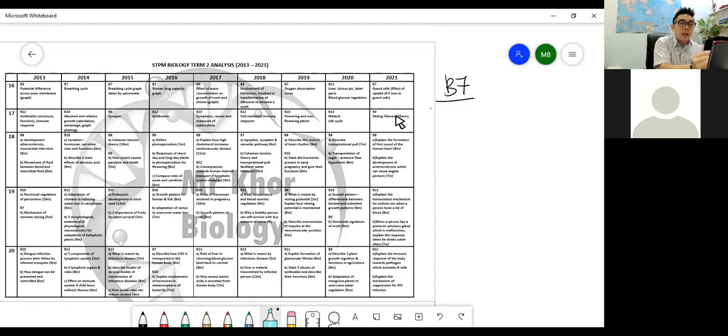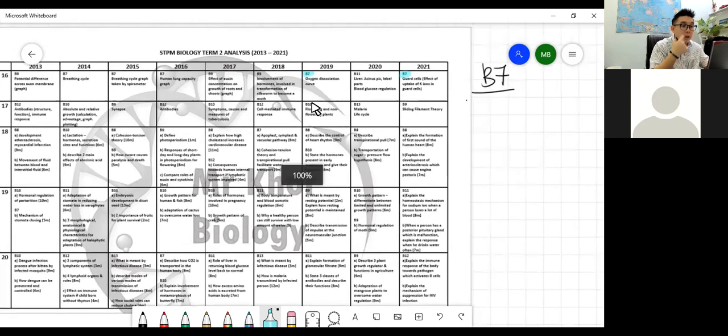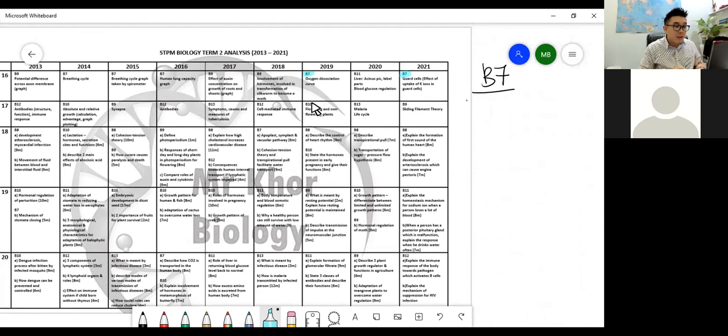Last year in chapter 7 came out guard cells. Actual, came out guard cells, effects of potassium ion uptake. The previous year doesn't have it. Then oxygen dissociation curve. I think I just colored this up. Chapter 7, enlarge it. So 2019, oxygen dissociation curve. Hey, how come this one still hasn't changed? I thought I changed it.